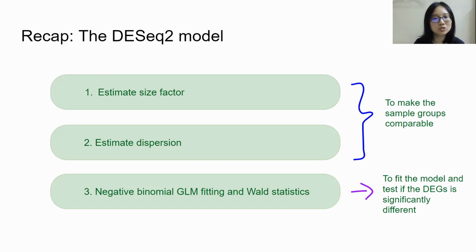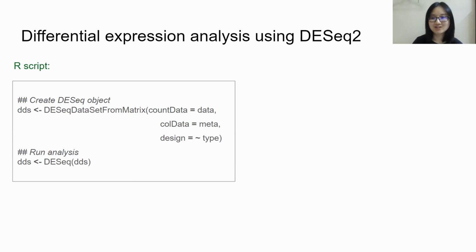And lastly, DESeq2 uses this to fit the negative binomial model and test if the gene is significantly different by using the statistical test. So now maybe we go back to the user end of the DESeq2 analysis. As I mentioned earlier, this just requires two simple steps to run it. The first is to create the DESeq2 model. Here, this is the dataset from matrix.